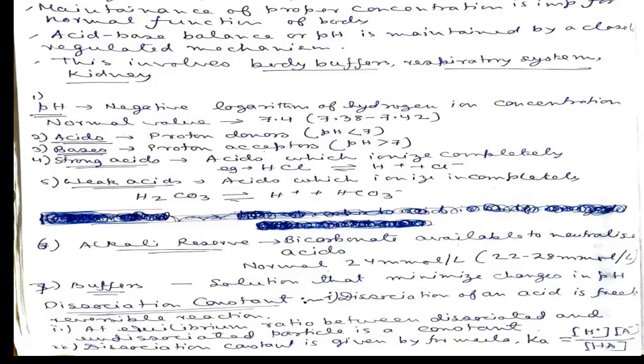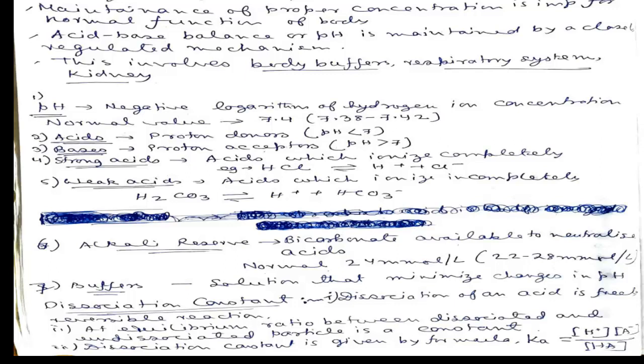Dissociation of an acid is freely reversible reaction. At equilibrium, ratio between dissociated and undissociated particle is a constant. Dissociation constant is given by the formula Ka is equal to H plus into A minus by HA. Here H plus is hydrogen ion concentration, A minus is concentration of anion or conjugate base, and HA is the concentration of undissociated molecules.